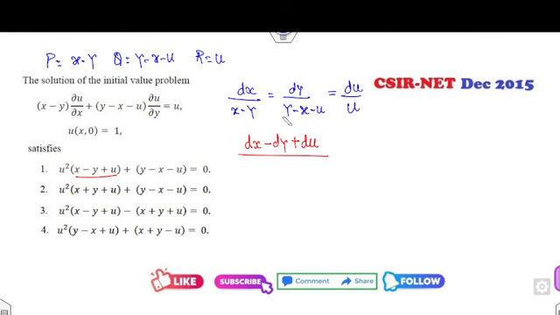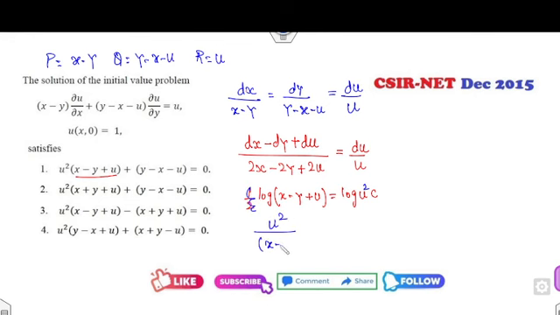If you subtract them, it will be 2x, it will be 2y, and it is minus minus plus u. Fine. Plus u. So it's twice u. And clearly if you integrate them, this will be half log of x minus y plus u, which is equal to half log u plus c. Fine. Or I can take this half to this side. It's log of u square. So you can see u square over x minus y plus u is my constant.